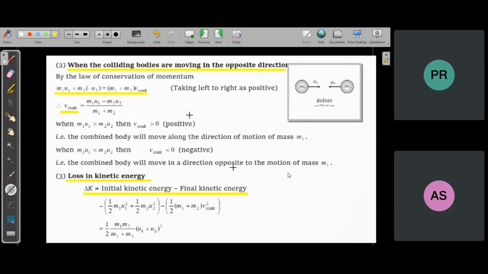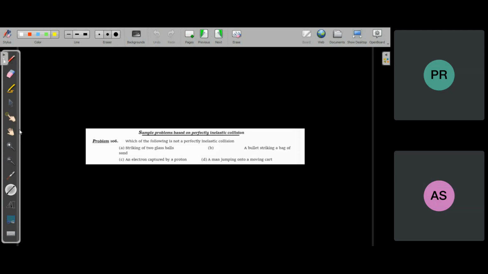Go through this slide and tell me, is it clear? Tell me. Is it clear? Not clear? It is clear, sir. Yes, sir. Okay. So then let's go to the next.